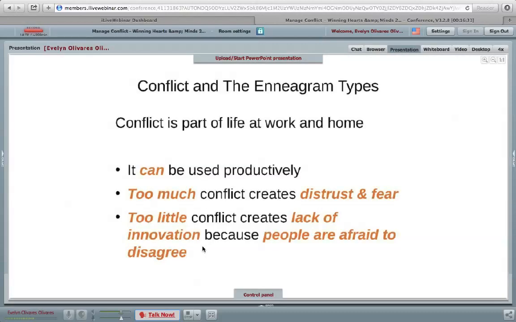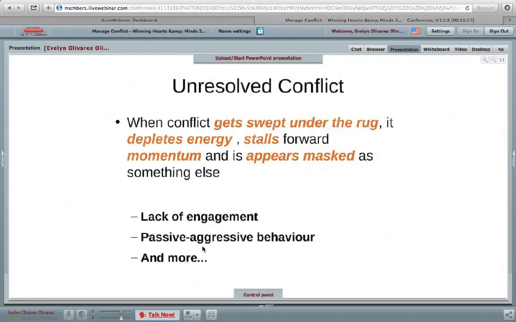When you're looking at conflict in regard to the workplace or the home, know that it can be used productively. Too much conflict creates distrust and fear. Too little creates a lack of innovation because people are way too afraid to disagree. And don't sweep it under the carpet, because it depletes energy when you do that. It stalls forward momentum, and it appears masked as something else like lack of engagement or passive-aggressive behavior, and so much more.